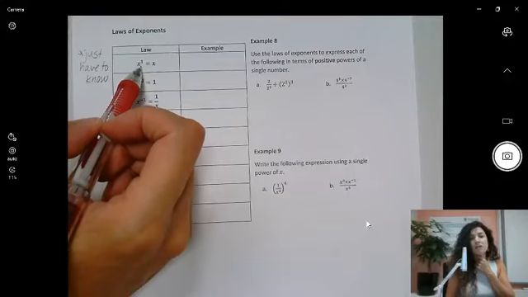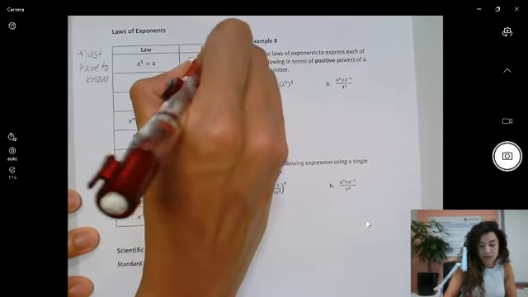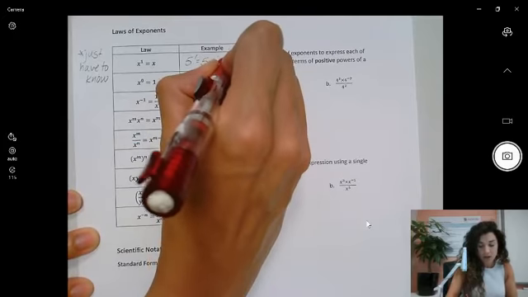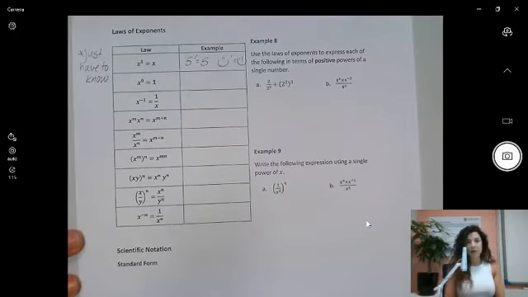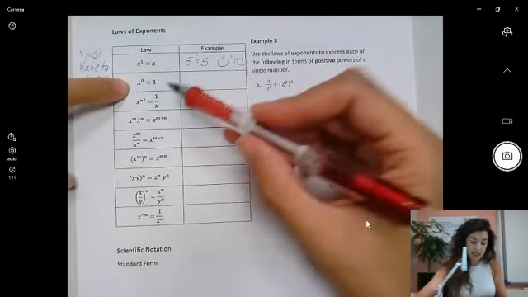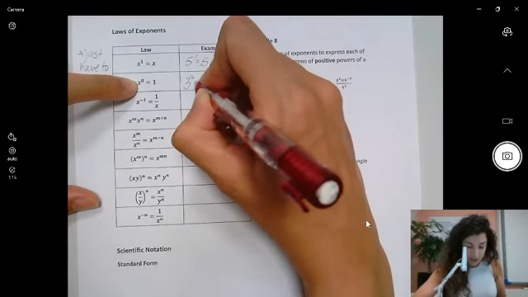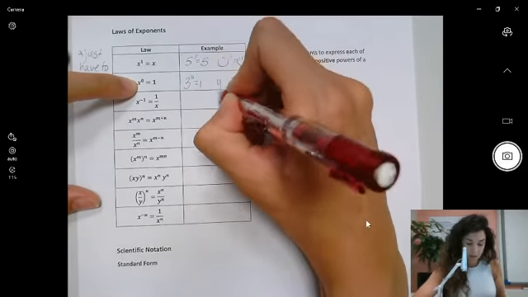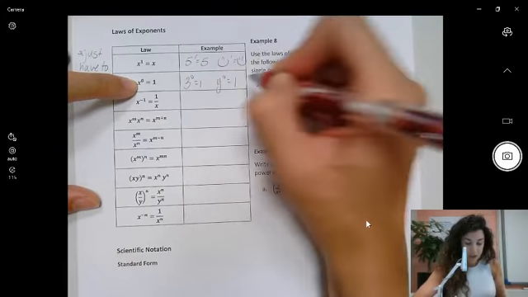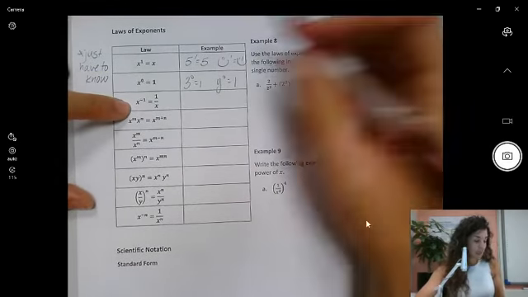So the first law is that x raised to the first power is just x. This means that anything raised to the first power is just itself. Smiley face to the first power is still just smiley face. Okay, next law. x to the 0 power is 1. That means anything to the 0 power is just 1. That's for variables and for numbers.